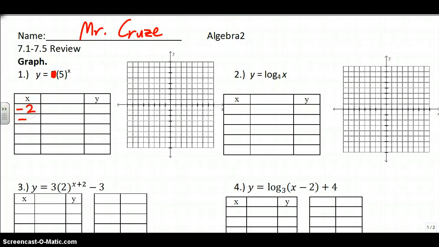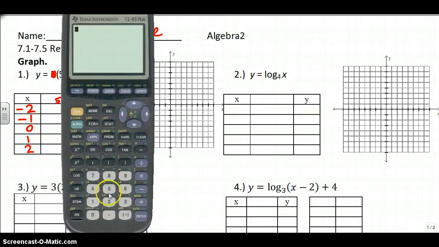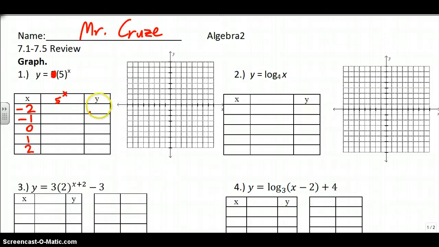The x coordinates I'm going to use are -2, -1, 0, 1, and 2. And when I plug them into 5 to the x, 5 to the -2nd, which is very easy to do on your calculator, is 0.04. 5 to the -1st is 0.2. 5 to the 0 is 1. 5 to the 1st is 5. And 5 squared is 25. Okay? But that's not what I'm trying to graph.